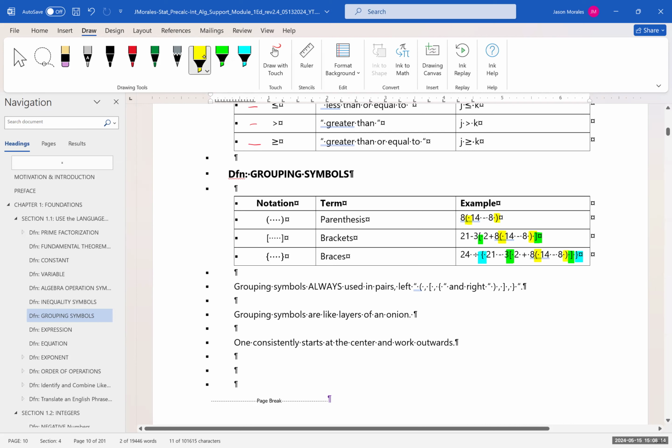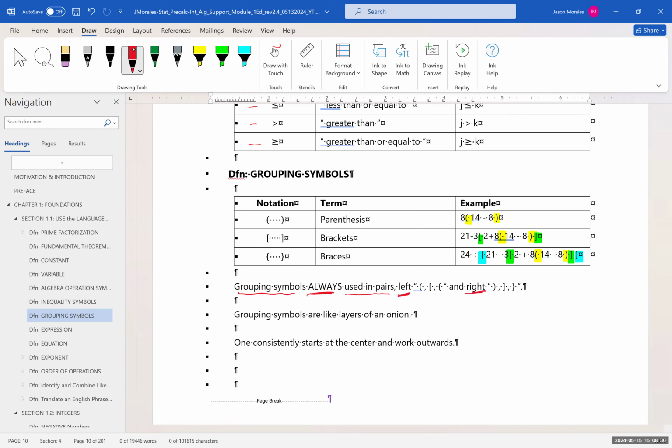and there. And the reason why I highlighted those is to show you that grouping symbols are always used in pairs. So there'll always be a left parenthesis, followed by a right parenthesis, a left bracket and a right bracket, a left brace and a right brace. And notice how they're used here.